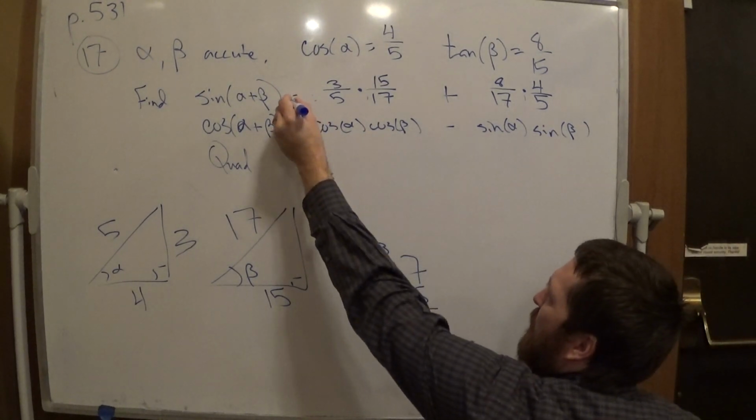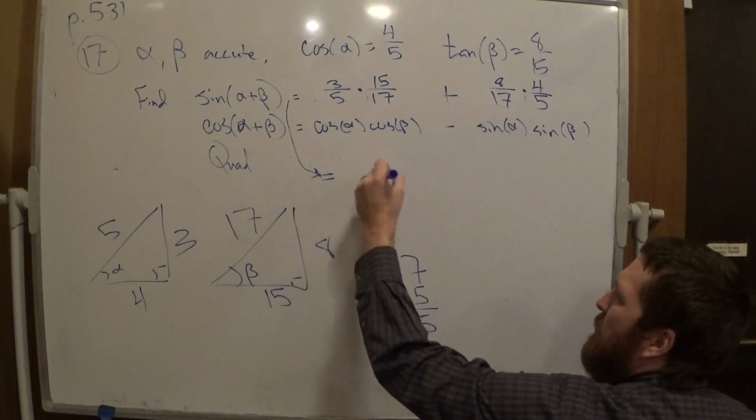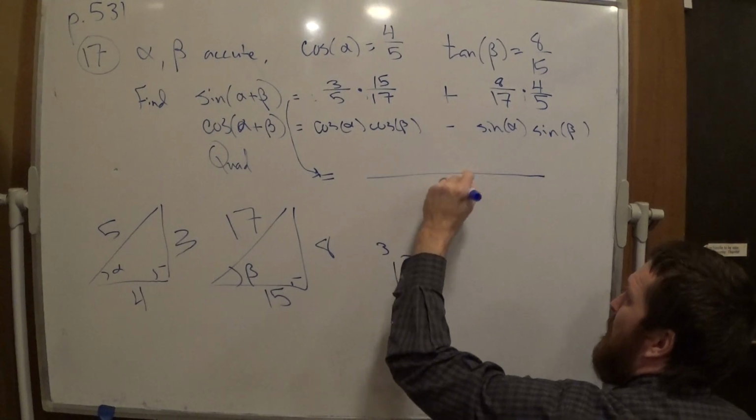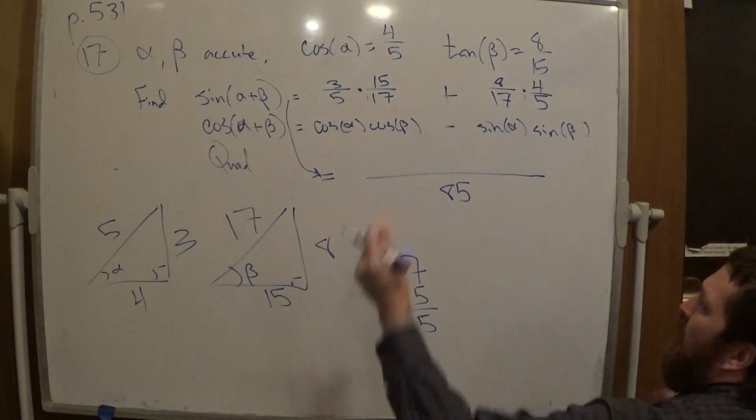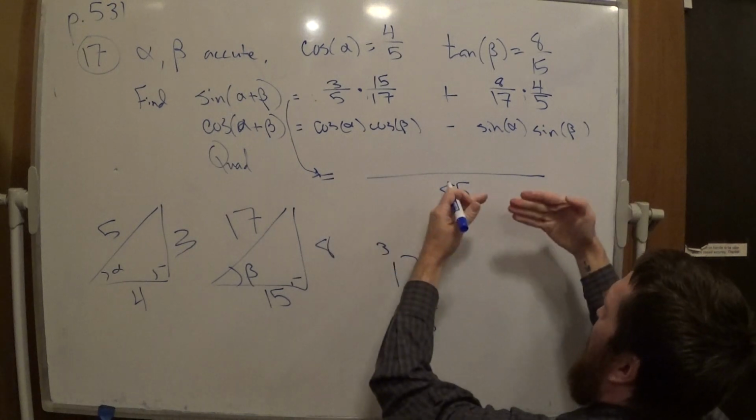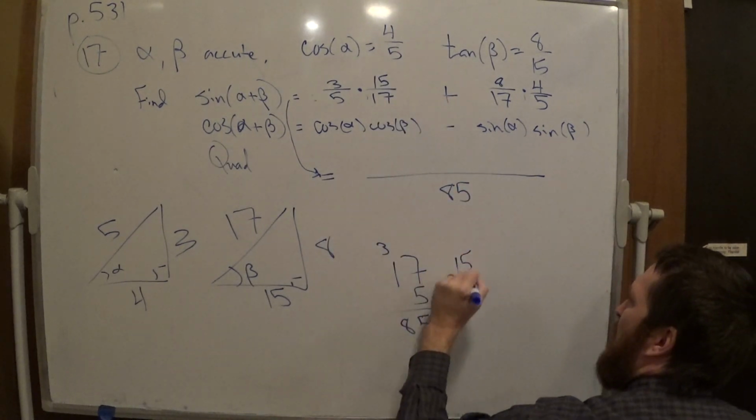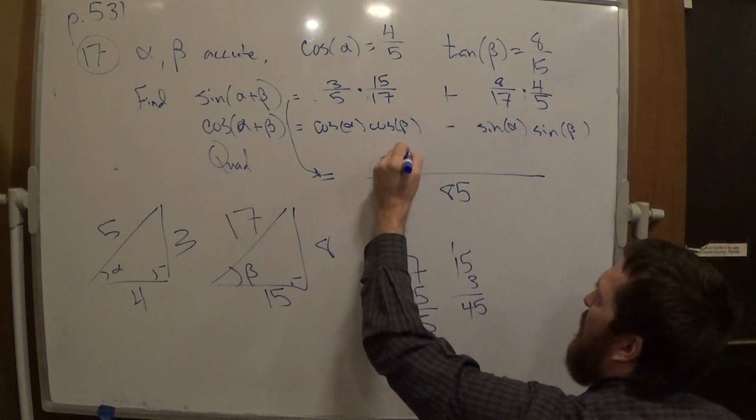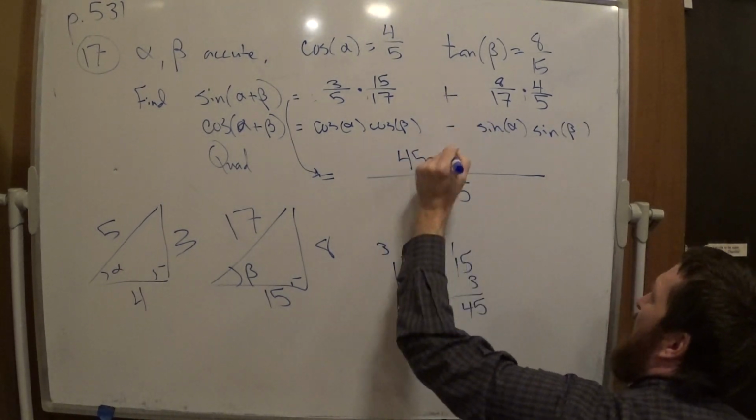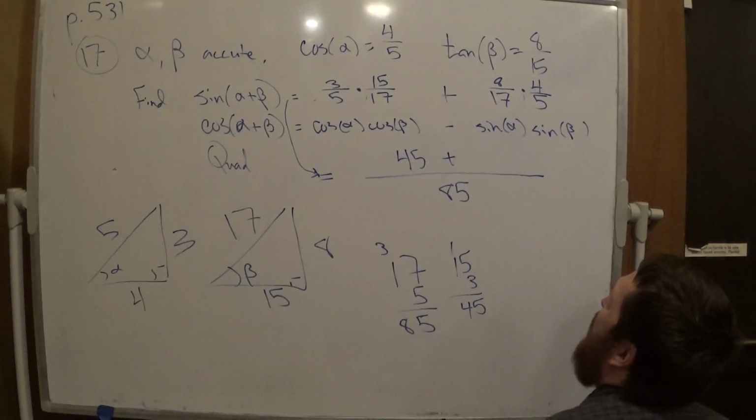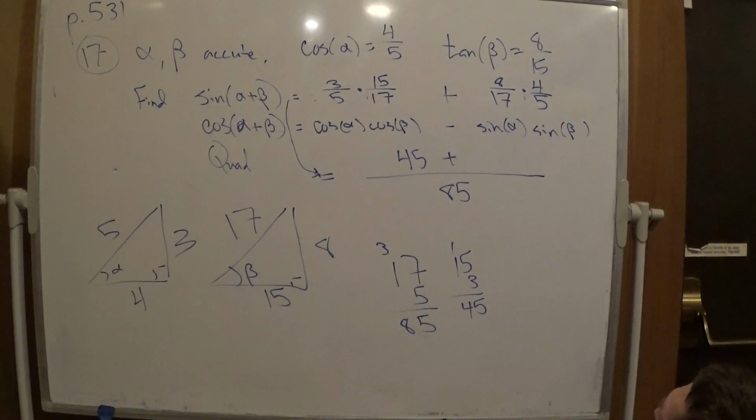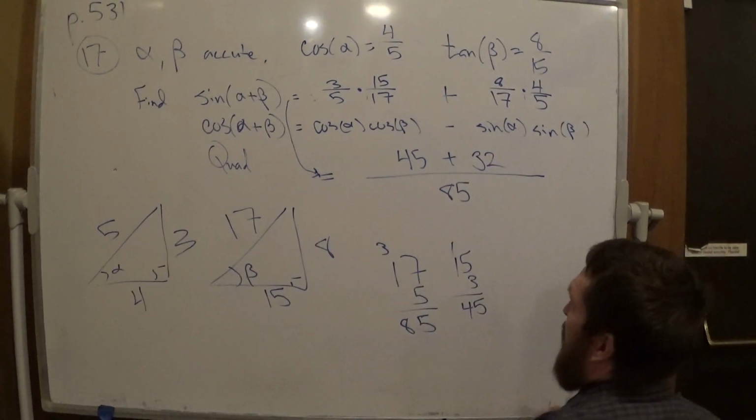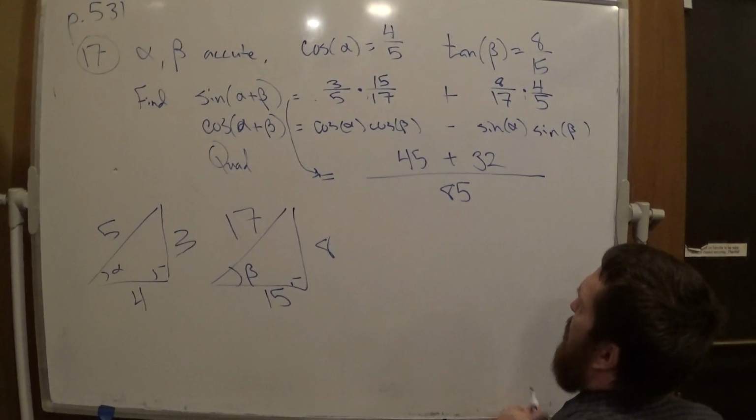So this guy is equal to something over 85. I notice it's also going to be over 85 here. So I'm going to go ahead and just do it this way. That's 85, right? The two denominators, I'm ultimately going to put them together. So 3 times 15 is 45, so that's 45, plus 8 times 4 is 32. Okay, 32. So now, 45 plus 32.